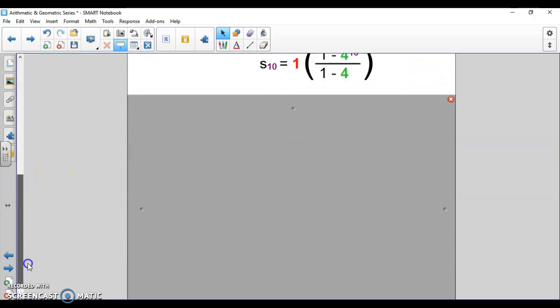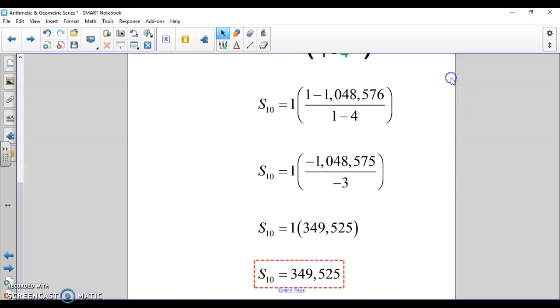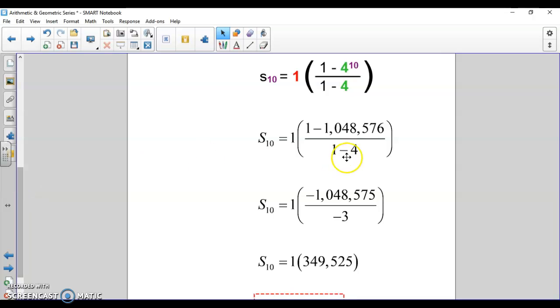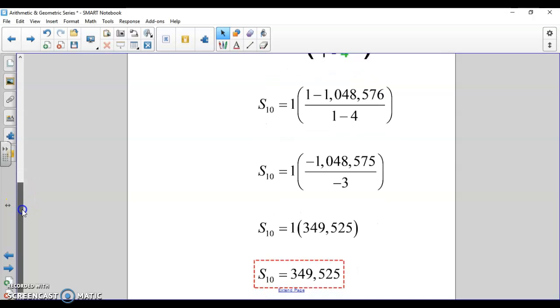So I'm going to show all the work here. These ones we're definitely going to have bigger answers. Now again, I don't need to necessarily see the work, I'm just showing all the steps off to the side. I definitely don't need that 1 out front in this one because it doesn't do anything. But I get 349,525 if I were to add the first 10 terms in that sequence.